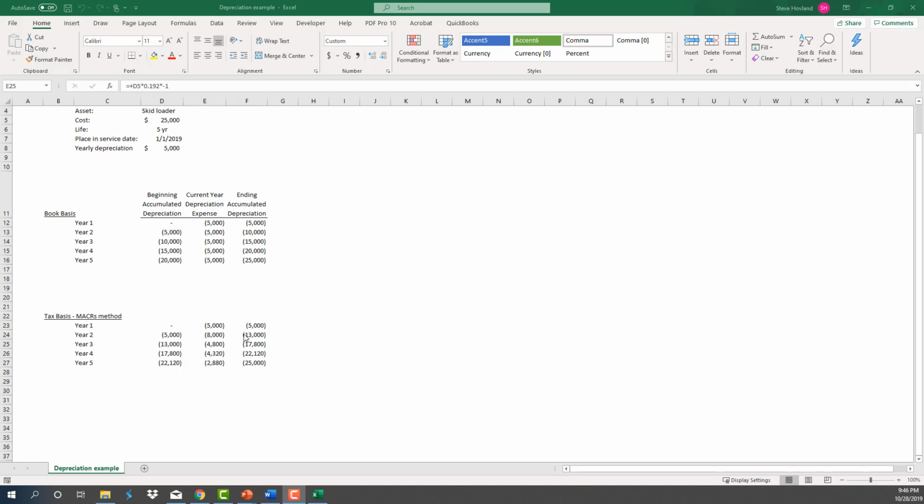It's just important that you understand that there's always going to be a difference between your book basis, as you see here, and your tax basis. And so that's perfectly acceptable, and it's okay. So I just want to make sure you understand that, so that when you get your tax return back from your tax accountant, and he has got a depreciation schedule in there, and you look at that and you compare it to your book basis, and you're like, whoa, these don't match.